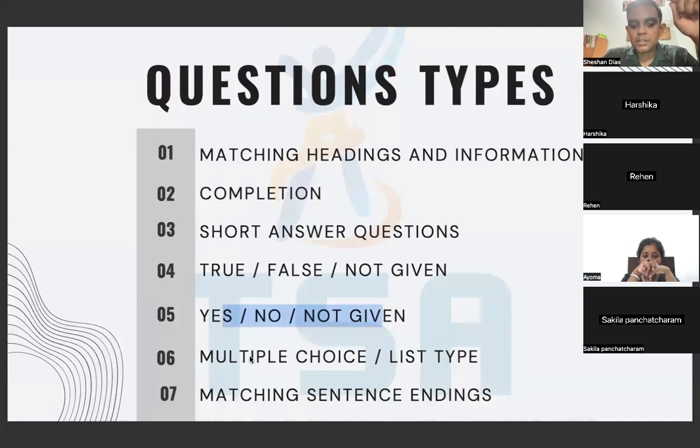And then multiple choice or list type questions. Again, a tough type of question. We'll discuss how to find answers for these.